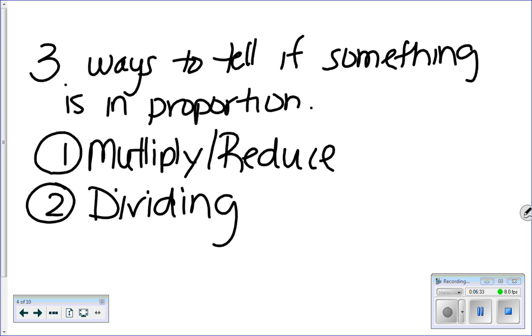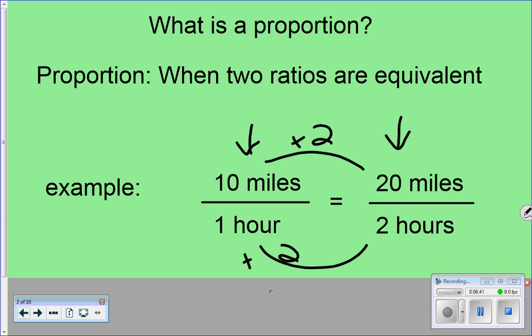And I'll give you an example of this too. We'll go back to that example. So if I go, let's go back here. Remember how we said that these are a fraction, they're a division bar? What if I take 10 divided by 1? What do I get? What if I take 20 divided by 2? What do I get? So if they both equal 10, they're in proportion. Okay, that's another way.